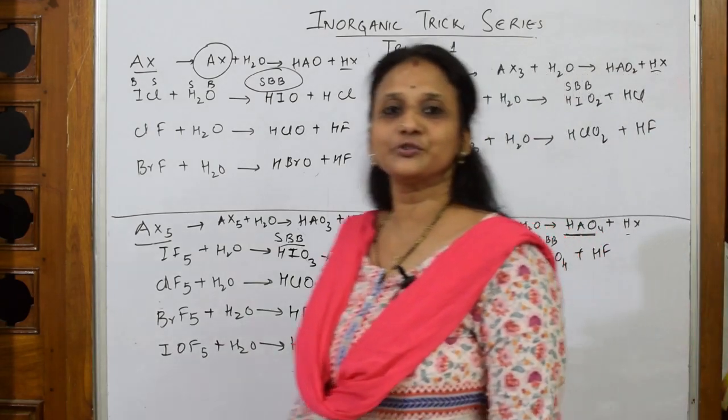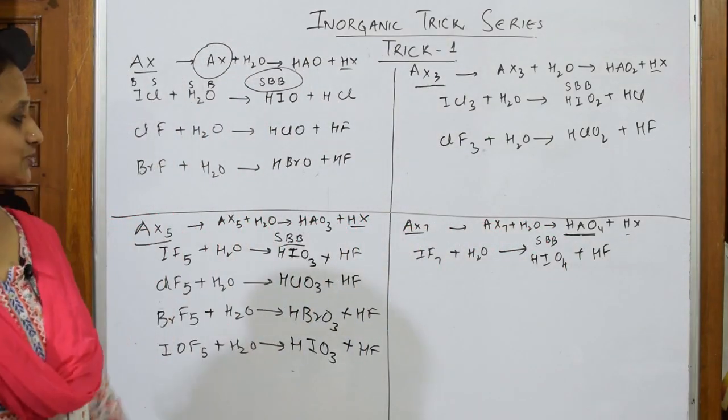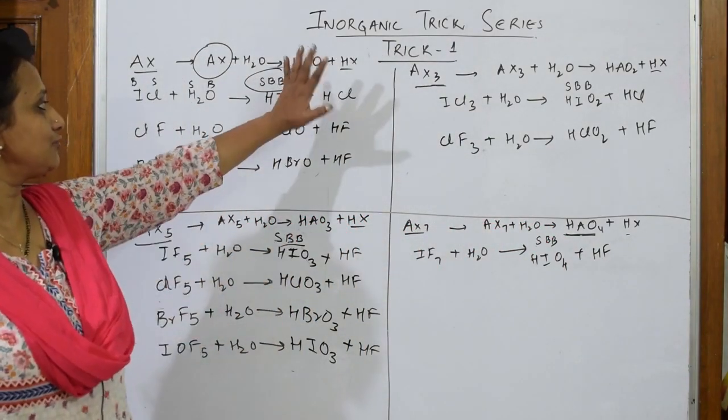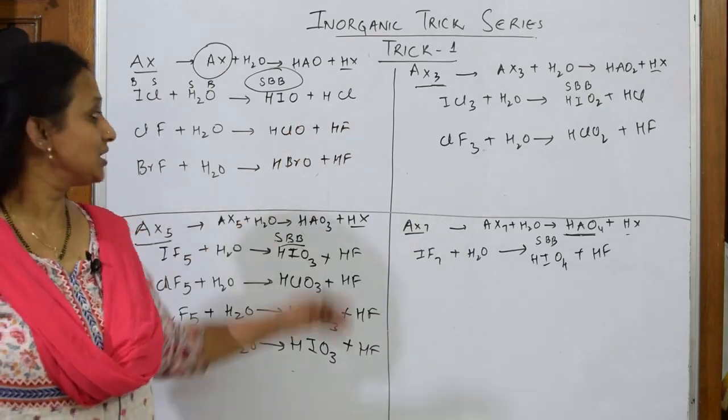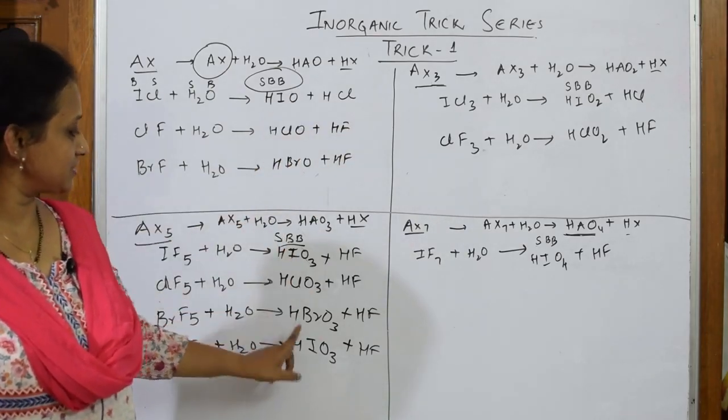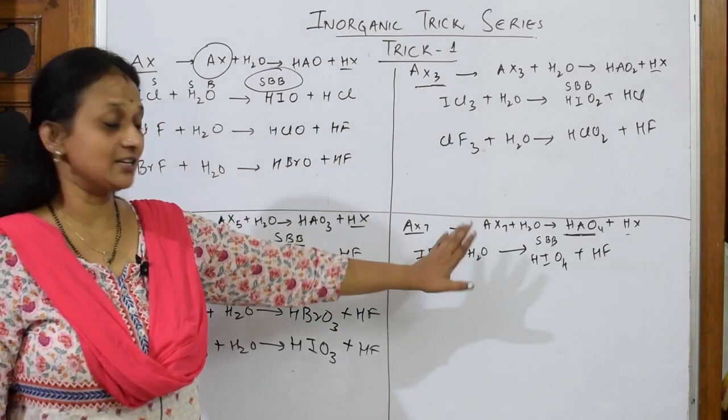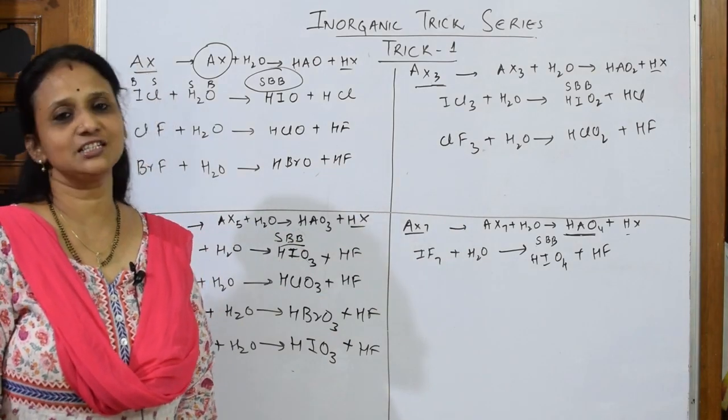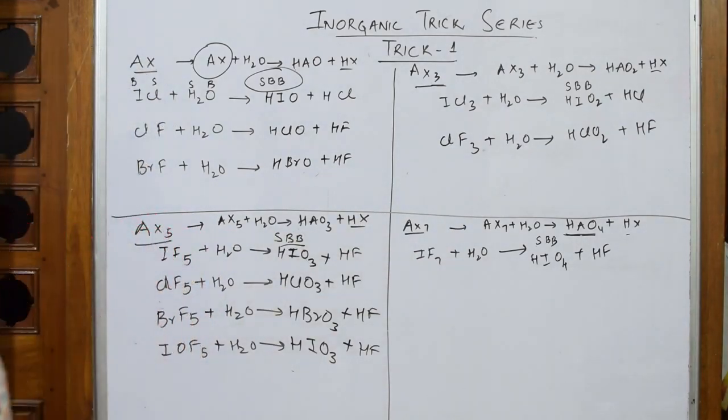So this is how we are going to learn the trick. Understand, students? It's clear and easy. General formula, trick, and use it. So 1, 2, 3, 4, 5, 6, 7, 8, 9, 10. Almost 10 reactions. We can learn it in 2 or 3 minutes.